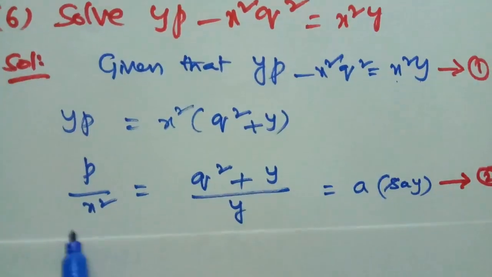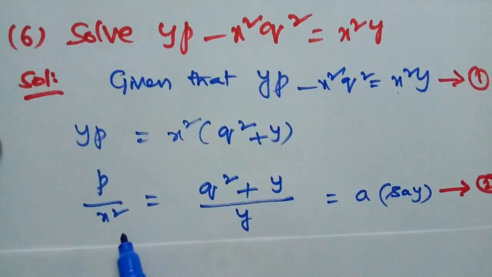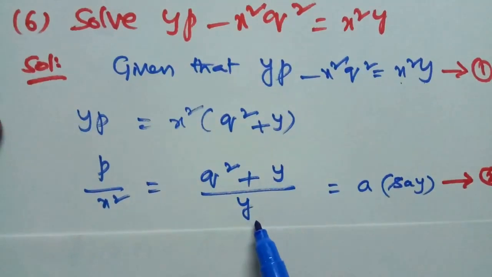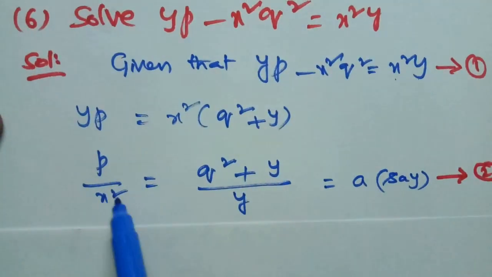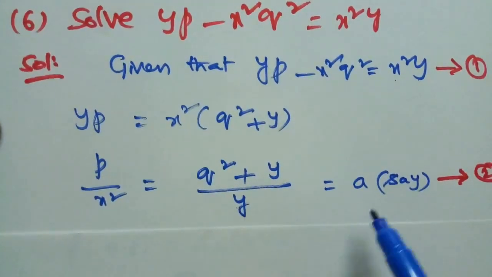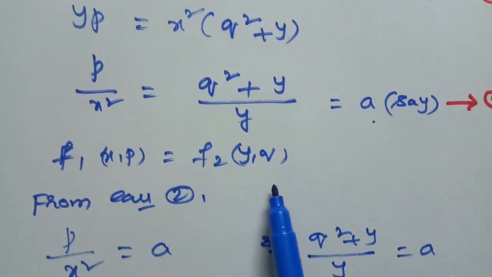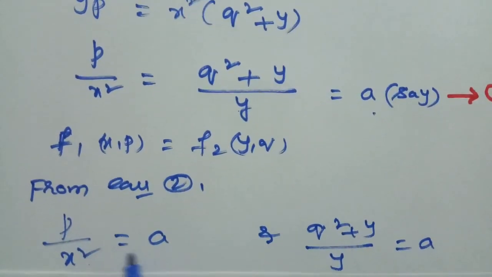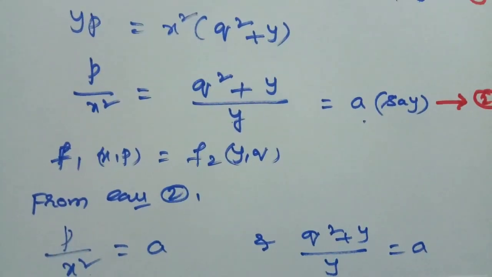Again, from equation 2, this is of the form f1 of x comma p is equal to f2 of y comma q. Therefore, we can separately write p by x square is equal to a, and q square plus y by y is equal to a. From equation number 2, f1 of x, p is equal to f2 of y, q.